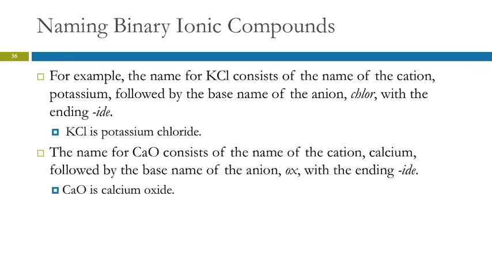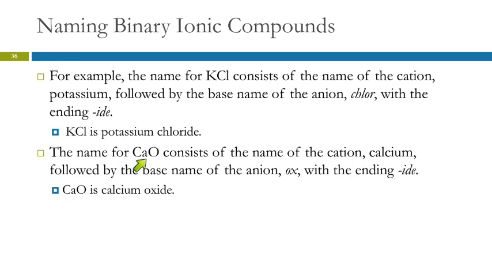So KCl, if we're trying to name that, there are 2 elements here. There's potassium and there's chlorine. Potassium is in group 1A. It does not need a Roman numeral. So the name of potassium ion is potassium. Chlorine is a nonmetal, forms a -1 ion, and so you change chlorine to chloride, and then you put those 2 names together. You've got potassium chloride.